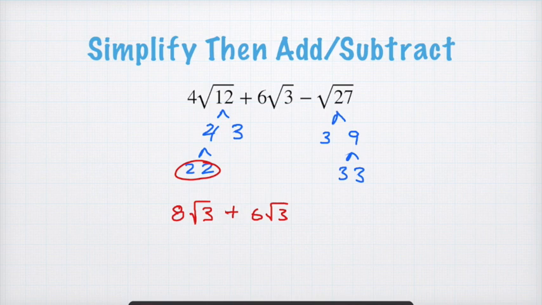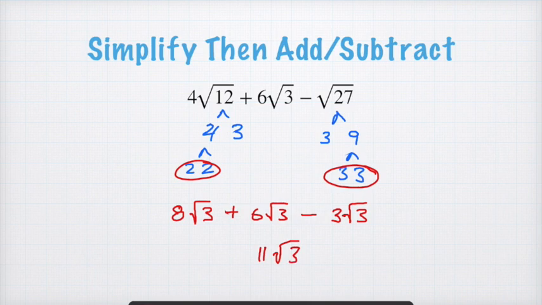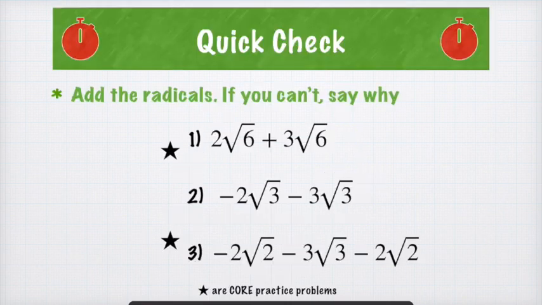There's nothing going on there, we can't do anything. And we're going to subtract, we have that 3 in there, so we can pull those ones out. 3 square root of 3. So now we have 8 square root of 3 plus 6 square root of 3 minus 3 square root of 3. Well, 8 plus 6 is 14. 14 minus 3 is 11, so we end up with 11 square root of 3. So we can find an answer to this even though looking at it at the beginning, it didn't look like we could do anything. But because we simplified, we were actually able to add and subtract them.